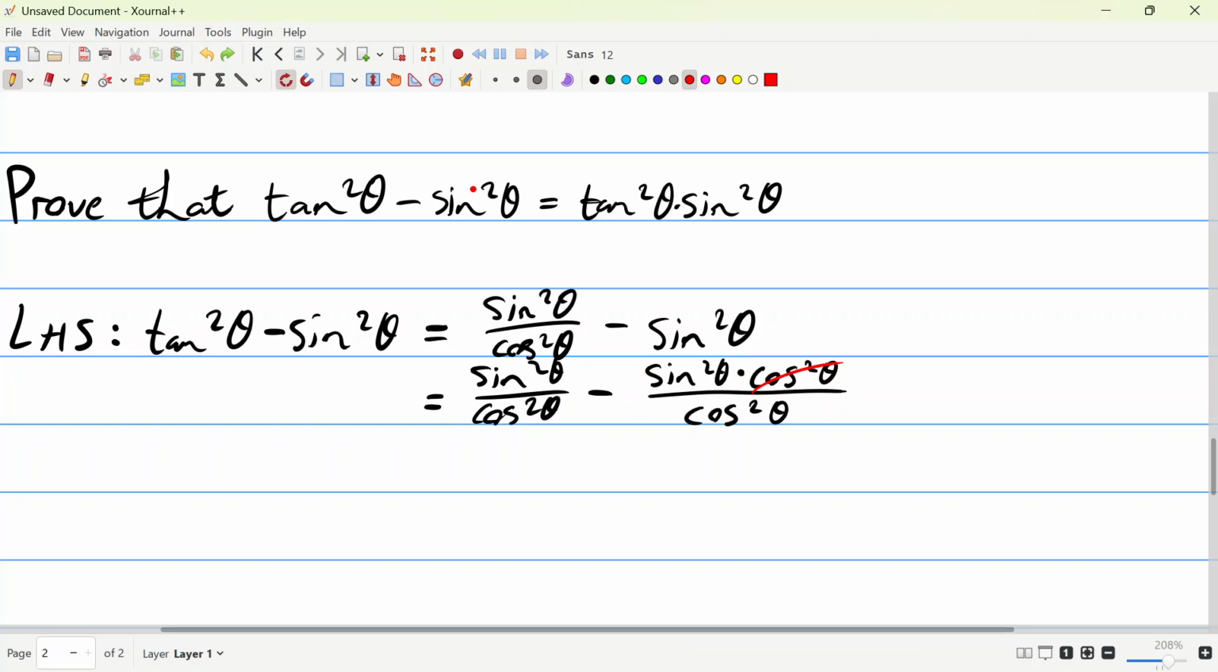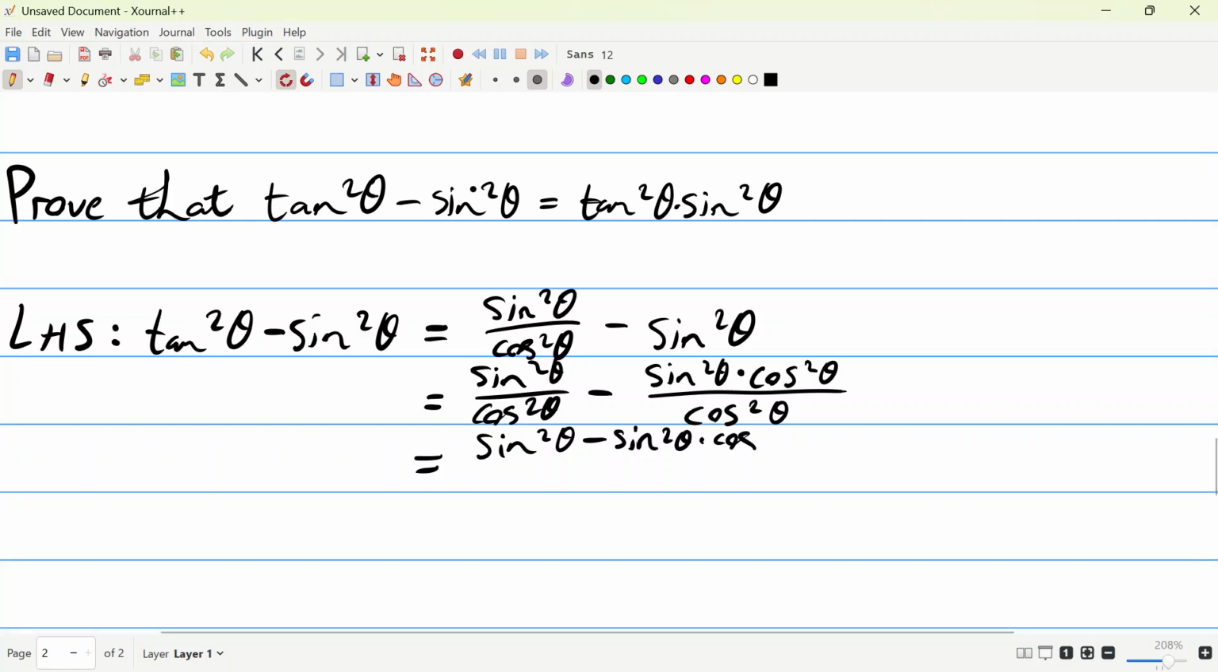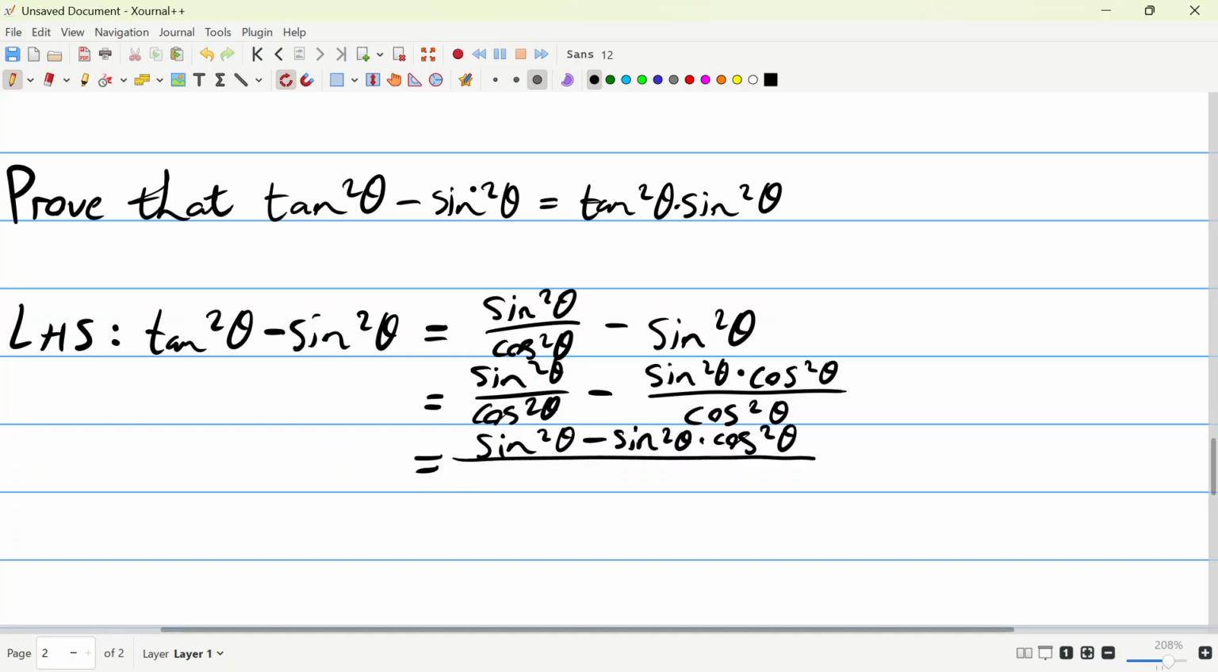But remember, we want to rationalize it, meaning we want similar denominators so that we can rewrite it into one fraction. Okay, so because we have the same denominators, we can now say that the numerator here, sine squared theta, is going to subtract with this numerator, sine squared theta multiplied by cos squared theta, and this is all divided by cos squared theta, okay?